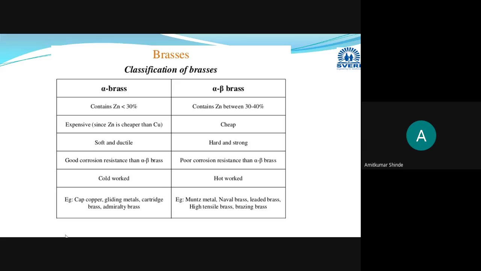Then specifically we have started brasses. We have seen the classification of the brasses depending on their color and depending on their phases or microstructures. And we have discussed the equilibrium diagram for general brass materials also. Now in the next lecture we will discuss the composition, properties and specific applications of these four types of alpha brasses and these five types of alpha beta brasses.